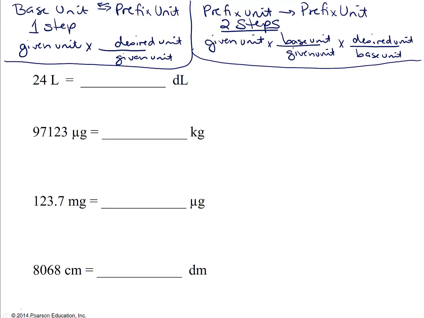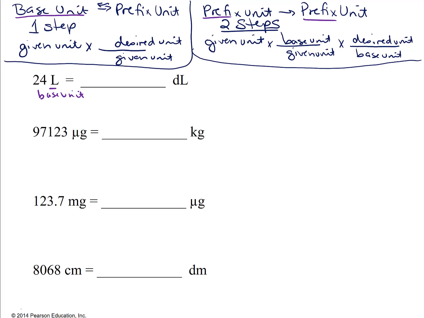Next big thing that we started talking about is unit conversions. In this, remember that if you have a base unit as one of the units in the problem, then you're going to do this in just one step. But if you have prefixes, which is kilo, deci, centi, milli, micro, in both of the units of the problem, then remember you're going to do it in 2 steps. So in this one, 24 liters. Liters is a base unit. Since we've got a base unit in one of the units, we know that it's just a single step.